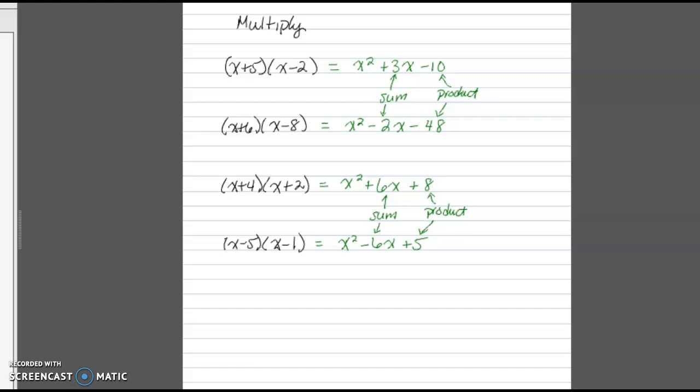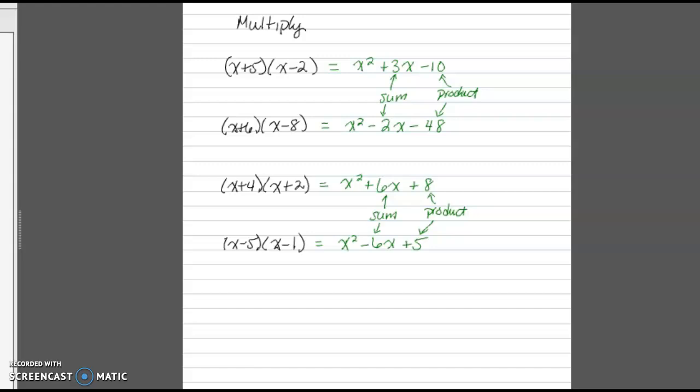But what you might have noticed as you are multiplying, when you combine like terms, that's what gives you this middle term here, and the coefficient in particular. So that coefficient, positive 3, negative 2, positive 6, negative 6, in each of these examples, is actually the sum of the last 2 terms of each binomial. 5 plus negative 2 is positive 3. 6 plus negative 8 is negative 2. 4 plus 2 is 6. Negative 5 plus negative 1 is negative 6. So the coefficient of that middle term is actually the sum of the 2 terms in our binomials.